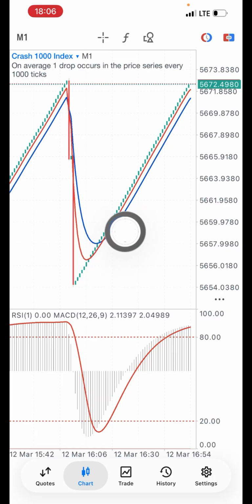Once you get the crossing above, you go in quickly for your 10 candles. You pick 10 candles and then you exit. You wait for the next opportunity to present itself. It's as simple as that.